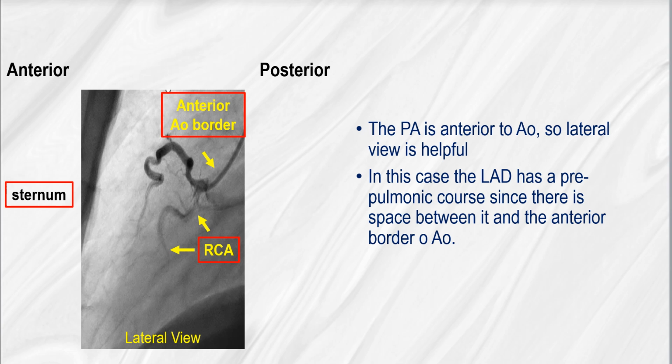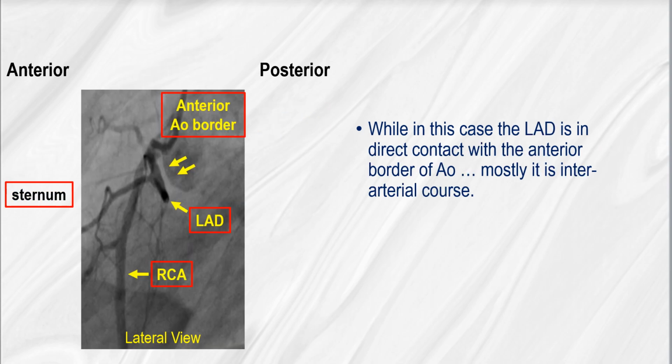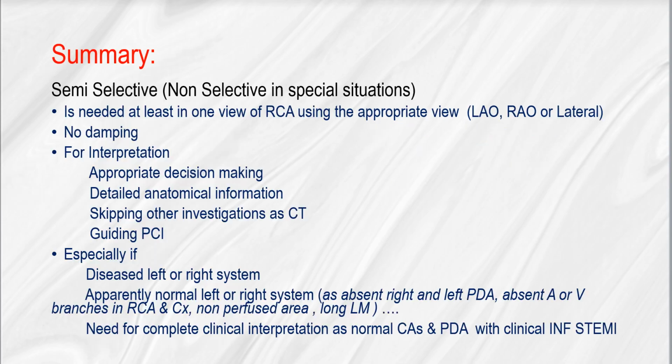In this case, the LAD has a pre-pulmonic course, since there is space between it and the anterior border of the aorta. While in this case, the CX has a retroaortic course, as the CX is in direct contact with the posterior border of the aorta. While in this case, the LAD is in direct contact with the anterior border of the aorta. Mostly it is an interarterial course.